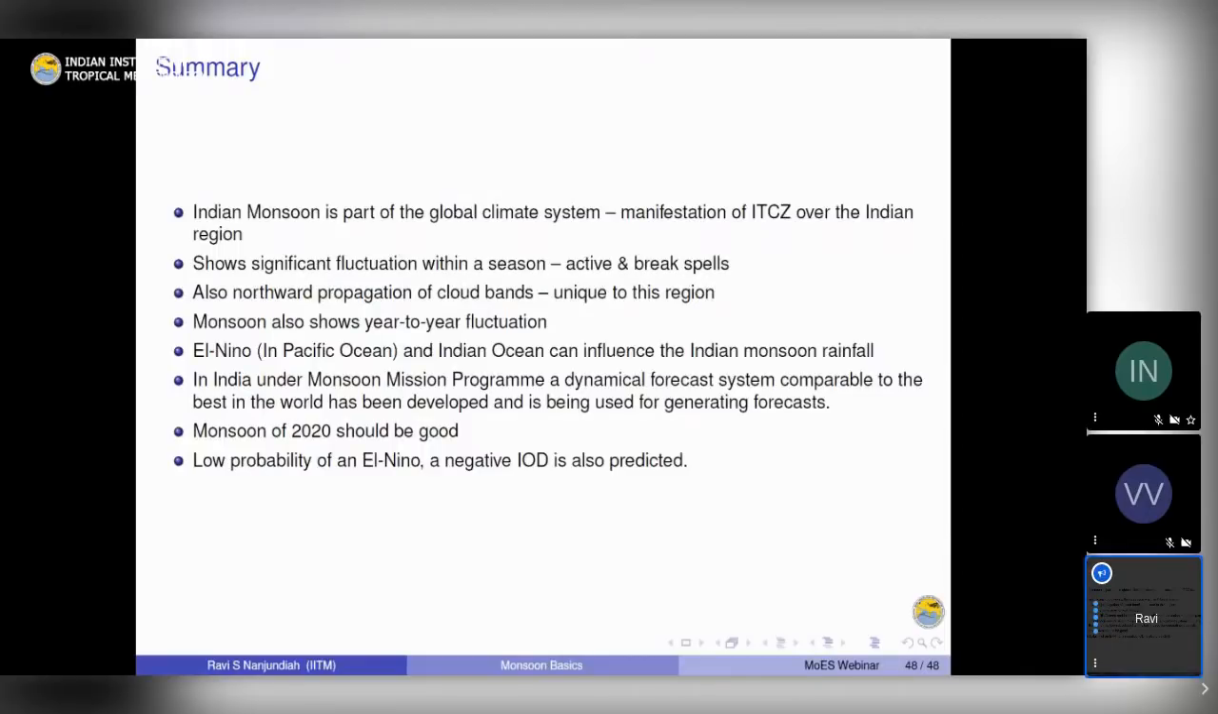So it's a very exciting field. And those, especially the youngsters, who want to look at a challenging problem, I would suggest that this is one of the most challenging and one of the toughest problems to crack. And they are welcome to take a crack at it.